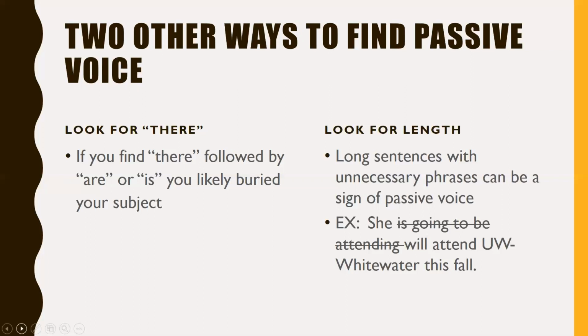Another way to look for passive voice is to find those long sentences that have a lot of unnecessary phrasing. In the example I've written, she is going to be attending UW Whitewater this fall. Yikes. You can literally take 5 words and shrink it down to 2 by putting that sentence in perfect past tense. She will attend UW Whitewater this fall. So when you find yourself looking at a really long sentence, you can probably start editing down that sentence and clarifying meaning by taking a look at the use of passive voice. And you're probably going to find that you can put things in a nice, crisp way using perfect past or present tense.